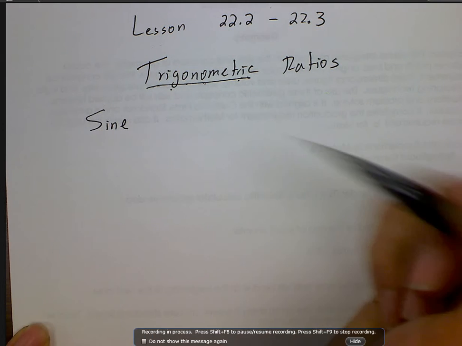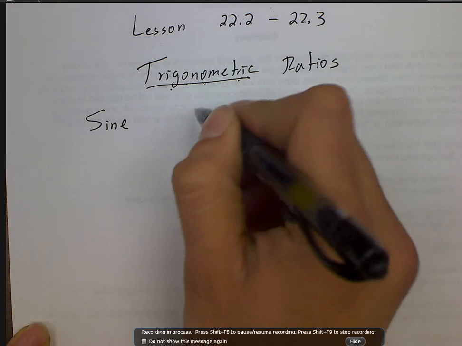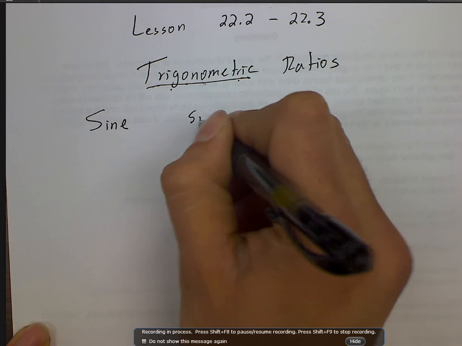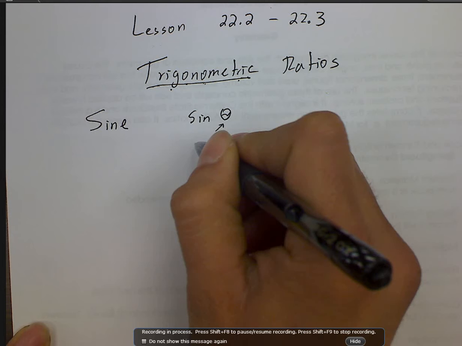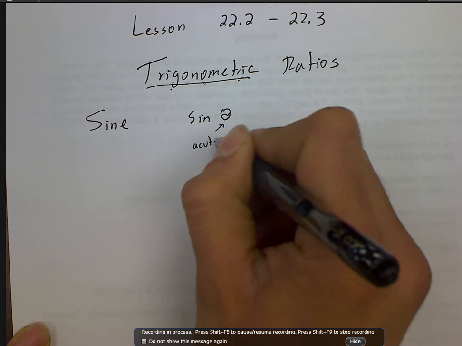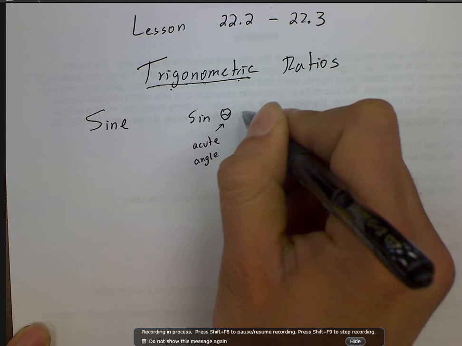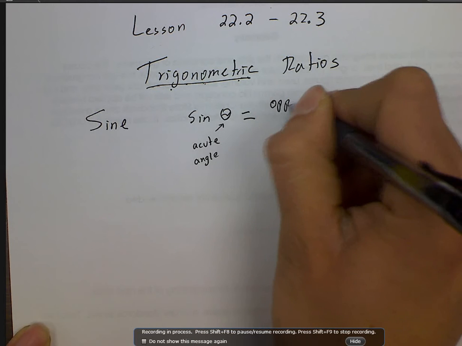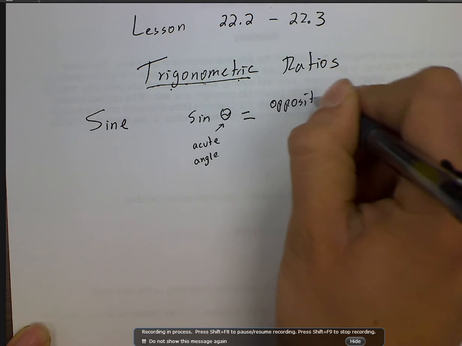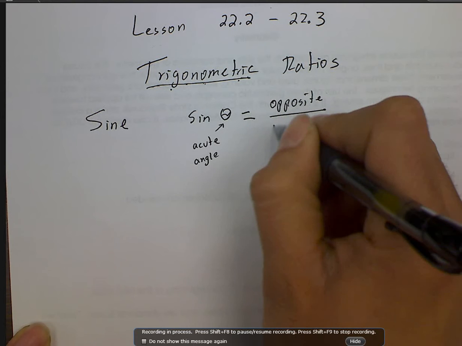So we're going to be using three of them, and the first one is going to be sine. Sine is defined as the sine of any angle. Sorry, not any angle, that has to be an acute angle. And that is equal to the opposite over the hypotenuse.